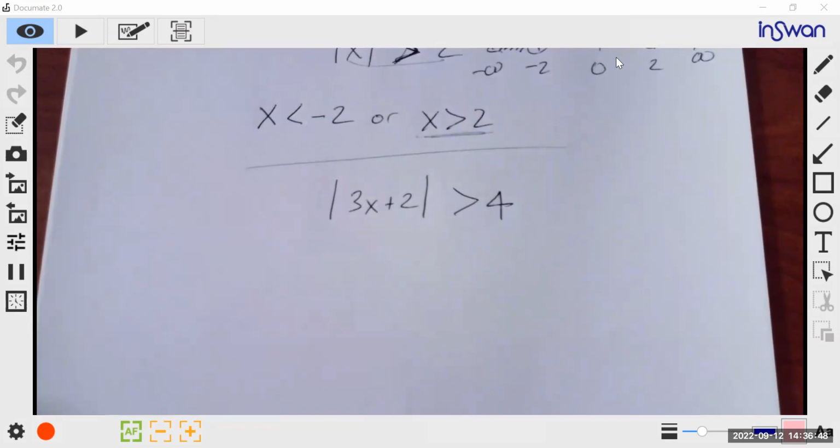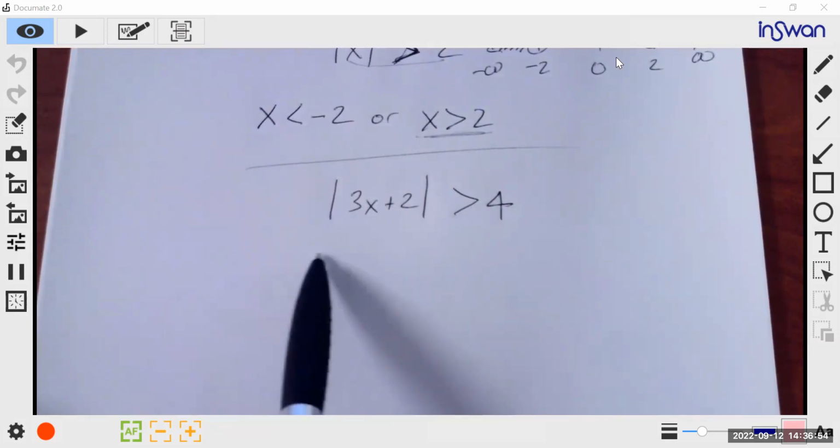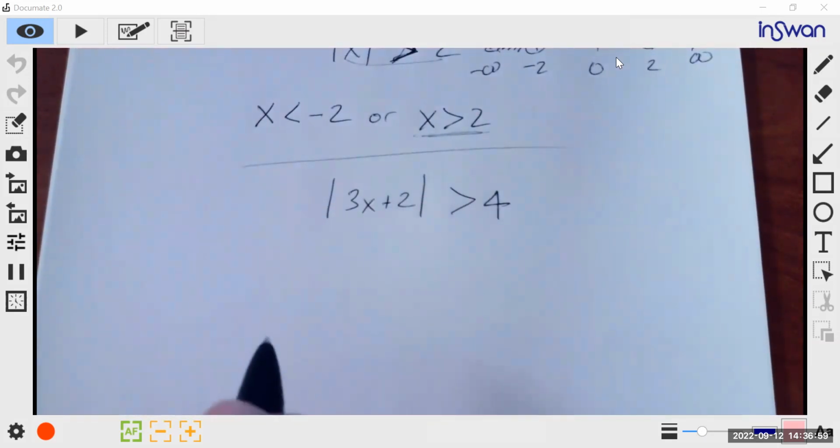Is the absolute value isolated? Is there a coefficient? Is there a plus or minus? Is there a division? No. So it's isolated. There's nothing else around it. Now I can drop the absolute value.